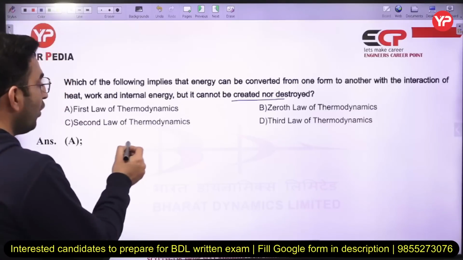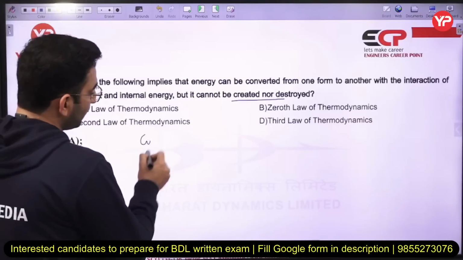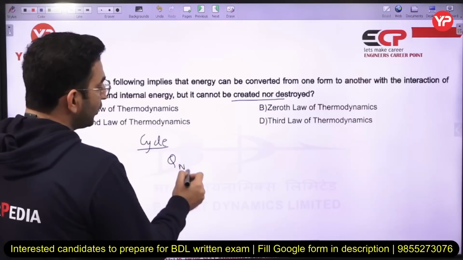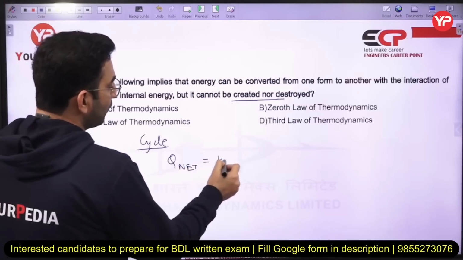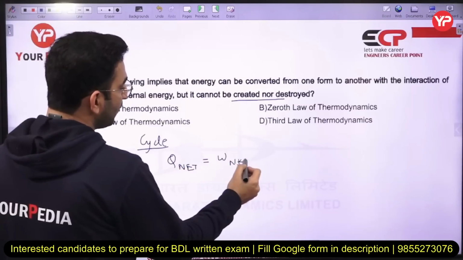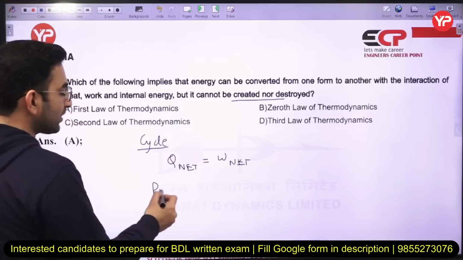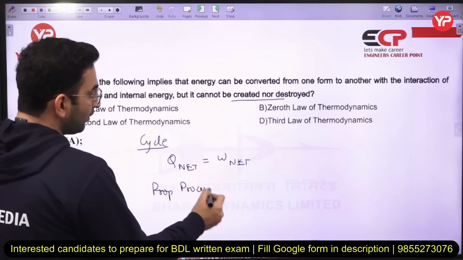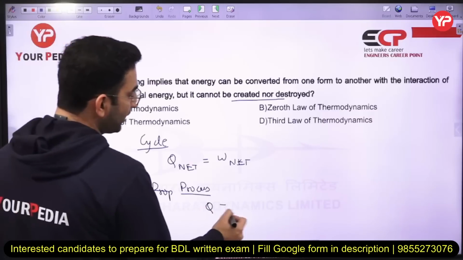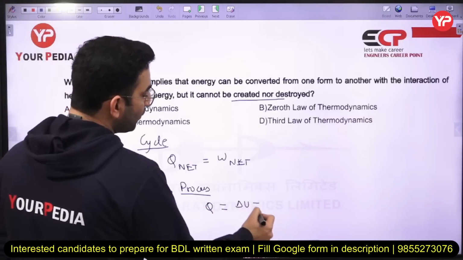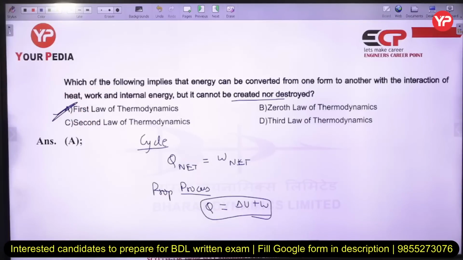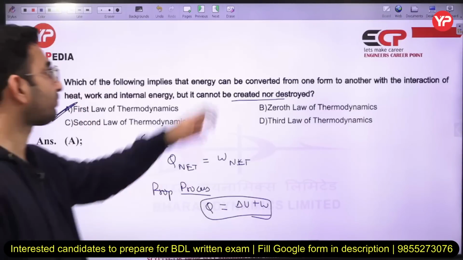So for a cycle, you can write the first law of thermodynamics as net heat transfer is equal to net work transfer. And when we talk about a process, the first law of thermodynamics is written as Q is equal to delta U plus delta W. So option A is going to be the correct answer in this case.